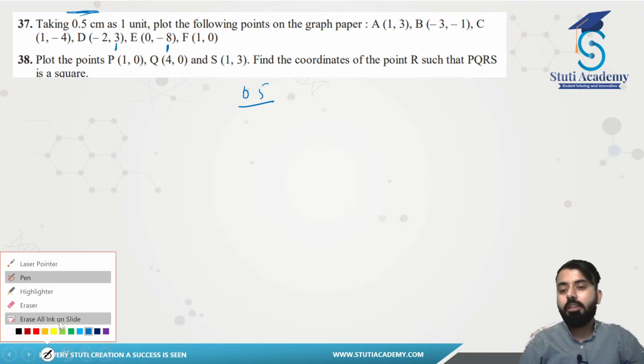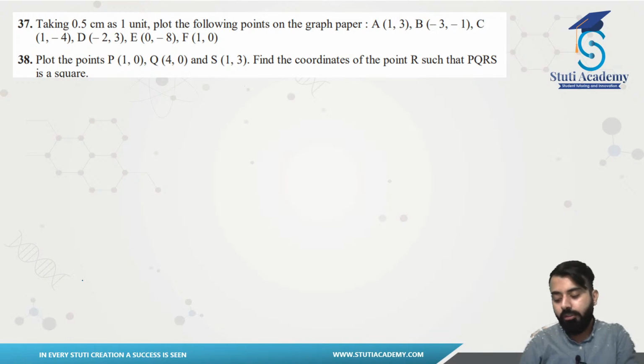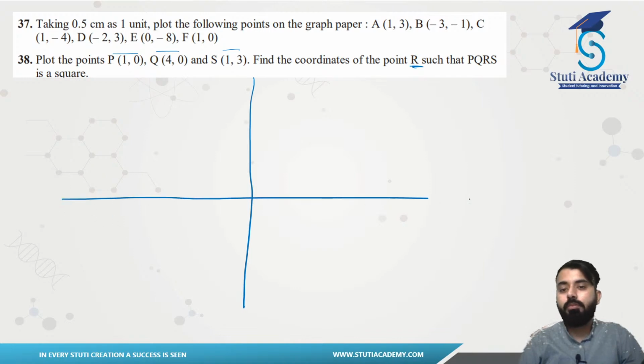Now I'm going to start with our 38th question. This is very important. Plot the points P, Q, and S and find the coordinates of R such that PQRS is a square. So let's plot this one and find out the remaining coordinates. Maximum value of x is 4 and maximum value of y is 3. So 1, 0 should be here. Then we have 4, 0, that should be here.